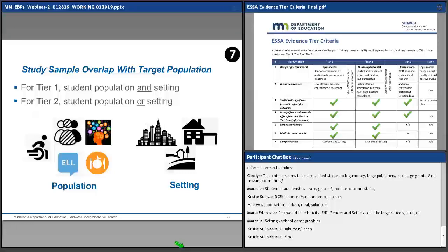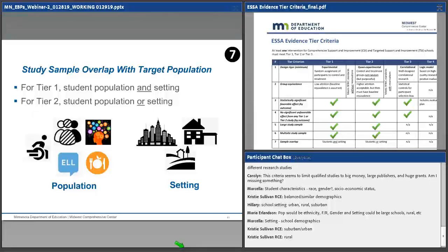In other words, if you are trying to apply a study to all students, you should not look at a study that only addresses English learners and apply the lessons from that to a practice for all students. Same thing for setting. If you have results from a study conducted in rural settings and your school is urban, you may meet one or other criteria, but you're not going to match on the setting, right? So you're not going to be able to meet Tier 1 because there's going to be a misalignment there.